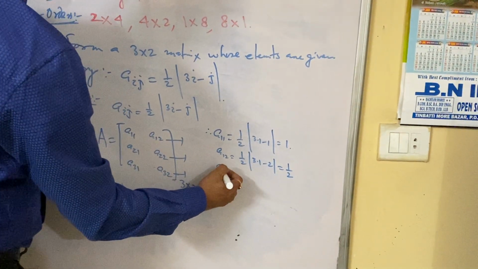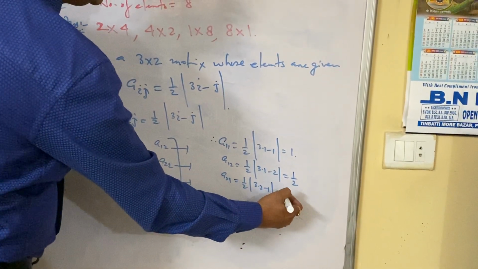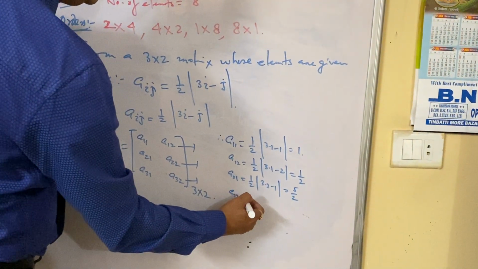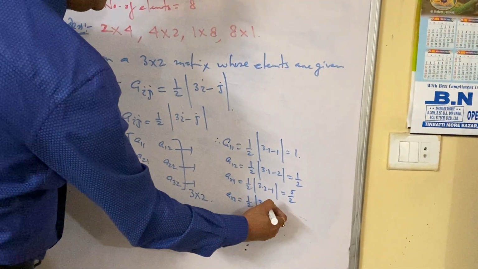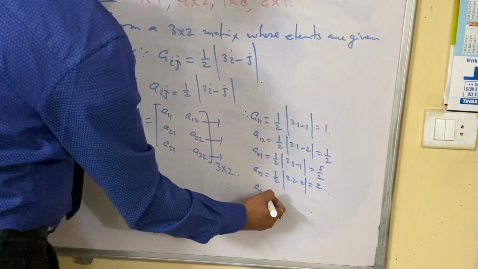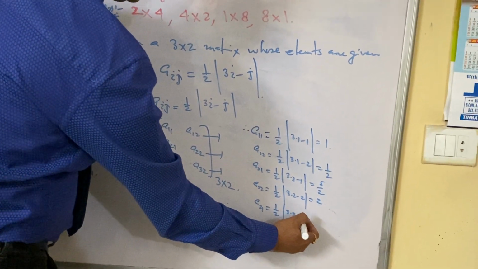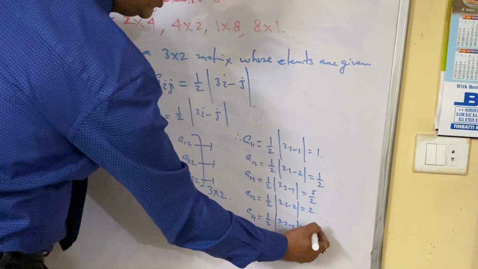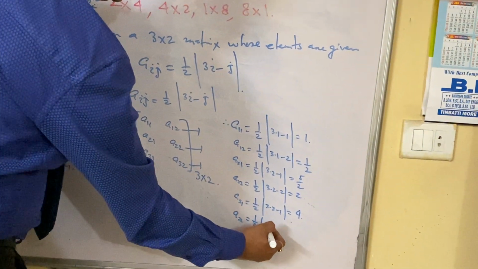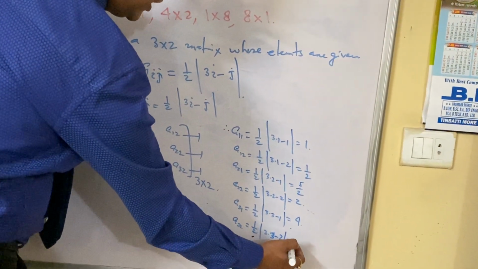If you find A21, it is half into (3 into 2 minus 1), so it is 6 minus 1, 5, so 5 by 2. If you find A22, half into (3 into 2 minus 2), so 4 by 2, that means 2. If you find A31, half into (3 into 3 minus 1), that is 9 minus 1, 8 by 2, that means 4. And if you find A32, half into (3 into 3 minus 2), 9 minus 2, 7, 7 by 2.